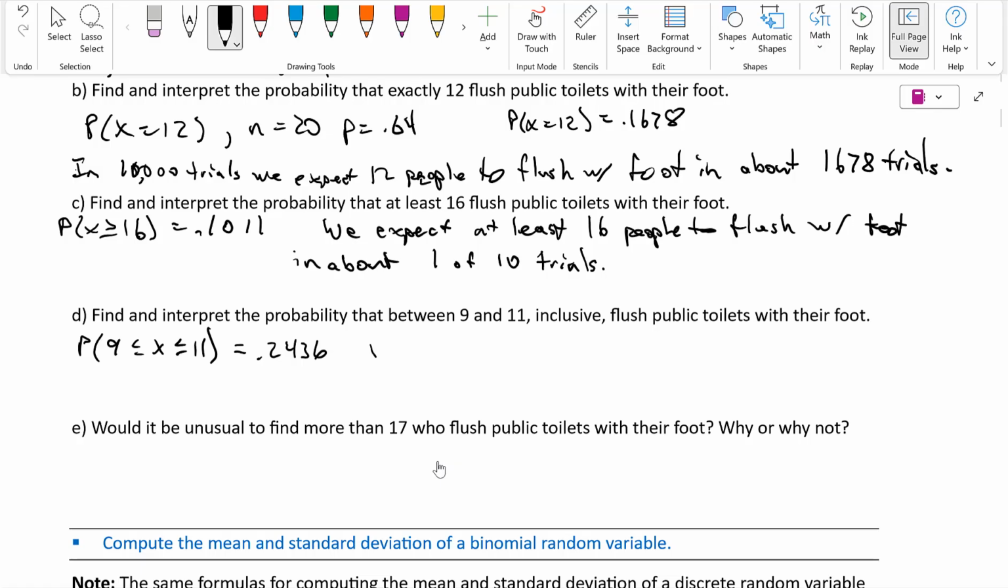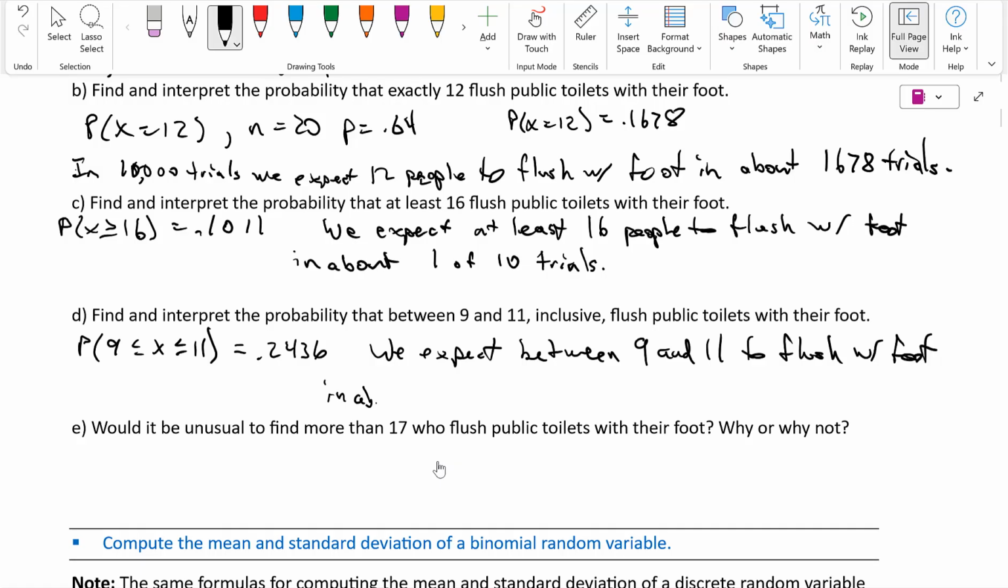So we can say we expect between 9 and 11 to flush with their foot in about, let's go 24 out of 100 trials. And so we're just picking out that decimal, going as many zeros as we need to get to that decimal place out of 10, 100, 1,000, or 10,000 trials.